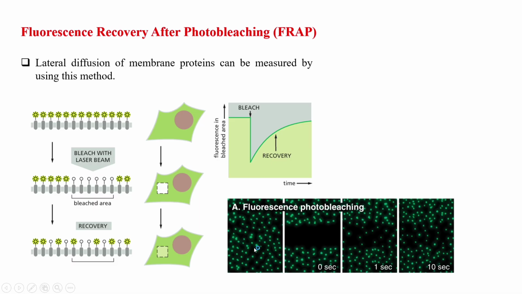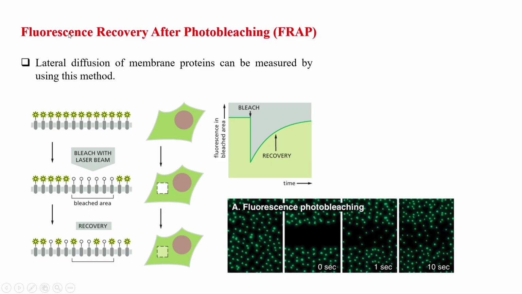So as you can see, this is the condition before photobleaching, and after that this area shows no fluorescence at all. But after 1 second, some fluorescence is coming back, so that shows that some proteins are mobile. But after 10 seconds, it does not recover completely, because the condition before photobleaching shows this much density of fluorescence, and here complete recovery does not occur.